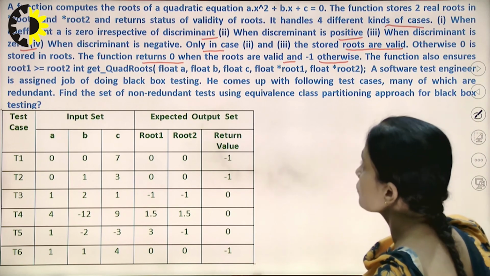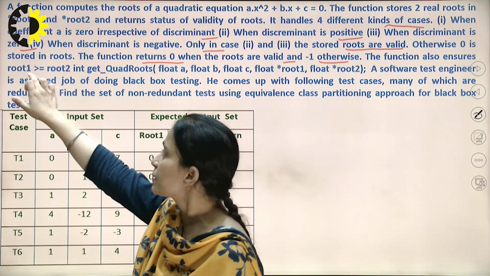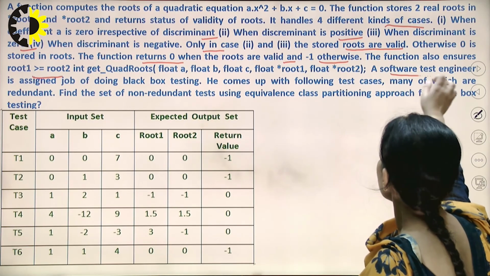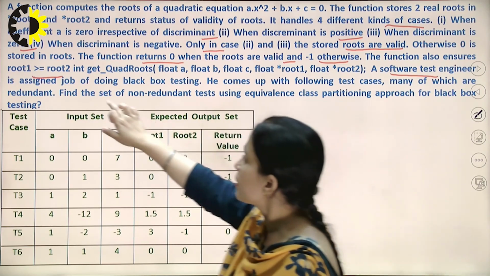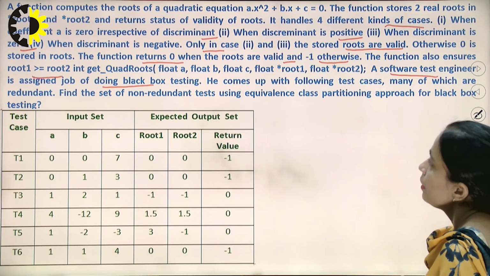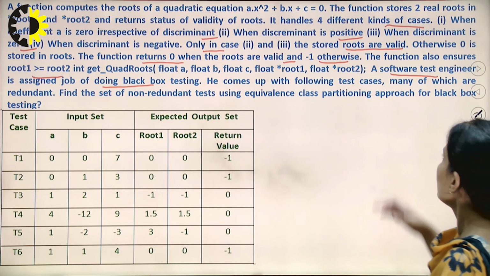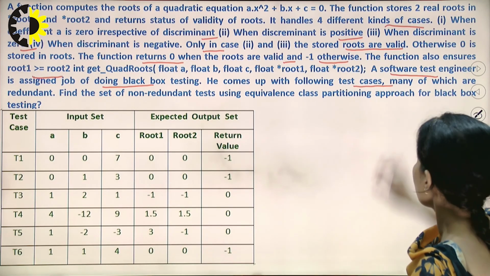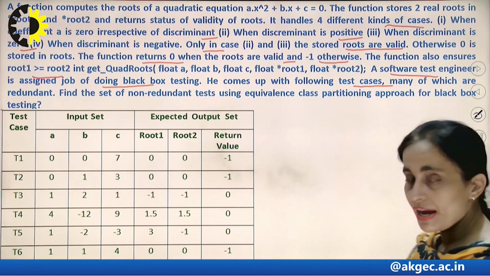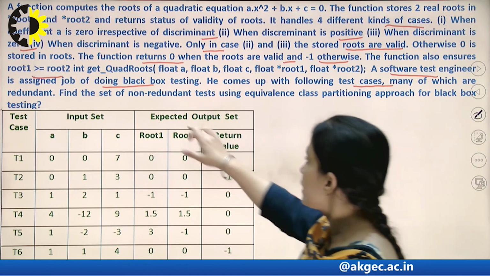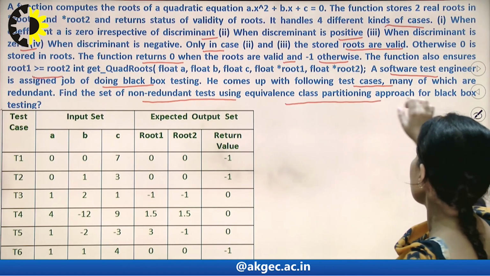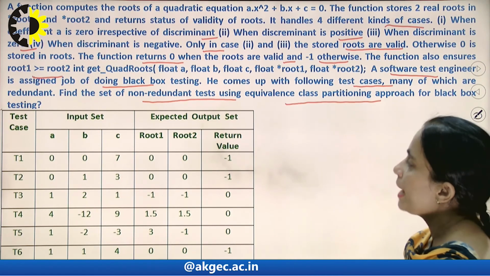The function also ensures that root 1 is greater than or equal to root 2, and the software test engineer is assigned the job of doing black box testing. When he does that, he ends up writing many different test cases, and many of them are redundant. So what do we have to do? We have to find a set of non-redundant test cases using the equivalence class partitioning approach for black box testing.